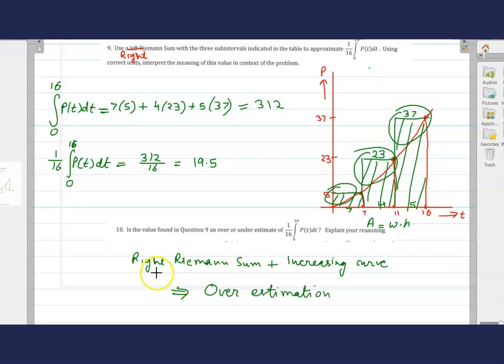Here we can see that a left Riemann sum for an increasing curve gives you an underestimation, whereas a right Riemann sum for an increasing curve gives you an overestimation.